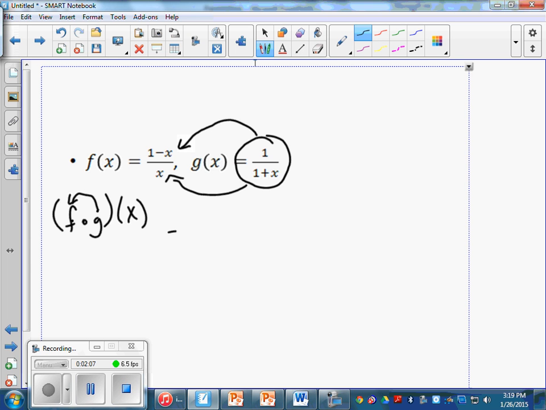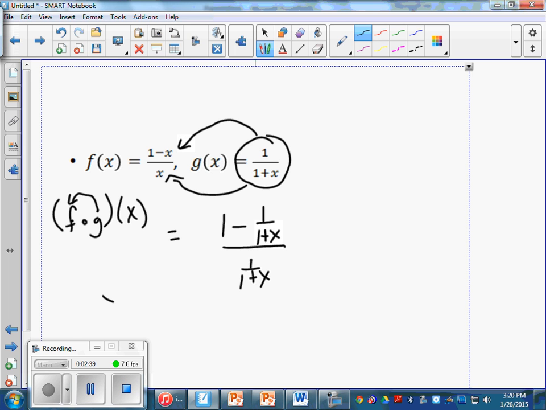So instead of it being 1 minus x over x, it's going to be 1 minus 1 over 1 plus x, over 1 over 1 plus x. And I am okay with you leaving it like this for now. We will learn how to simplify rational functions later in college algebra. I believe it's chapter 5. No, chapter 4. Chapter 4, we will get to that. Right now, I just want to know that you know where to put the expression. So you're putting g into f.